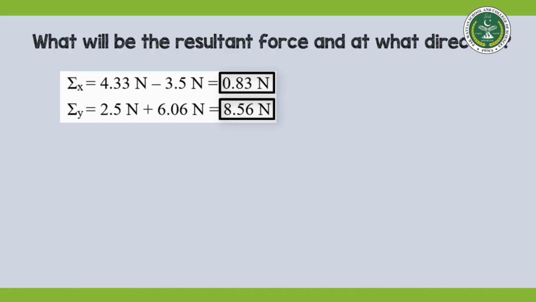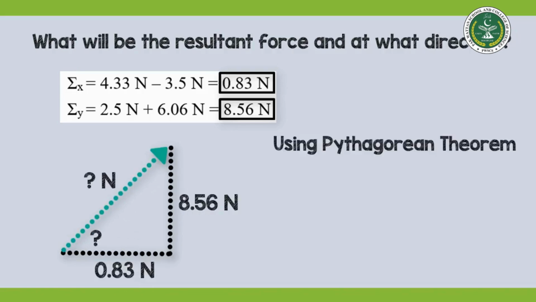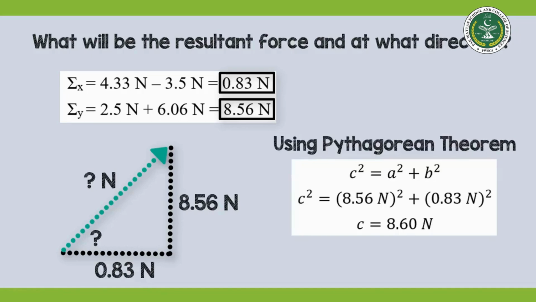We can view this as a right triangle. To get the resultant vector force, we use the Pythagorean theorem. So we have c squared is equal to a squared plus b squared. So the magnitude of the resultant vector force is 8.16 Newton.